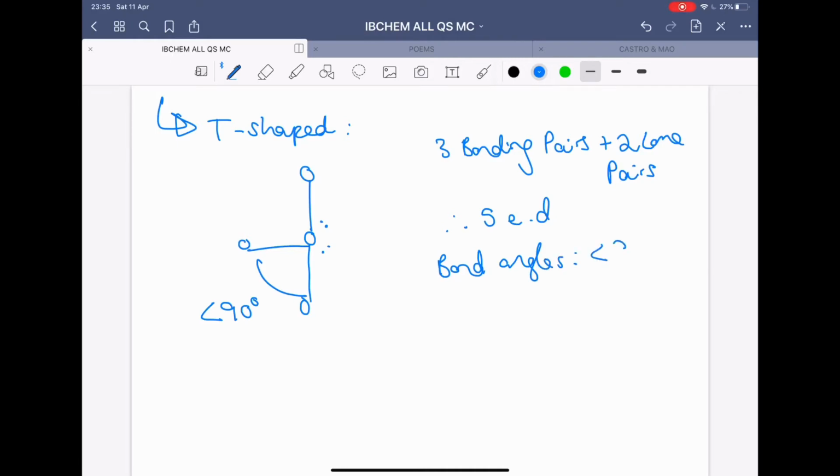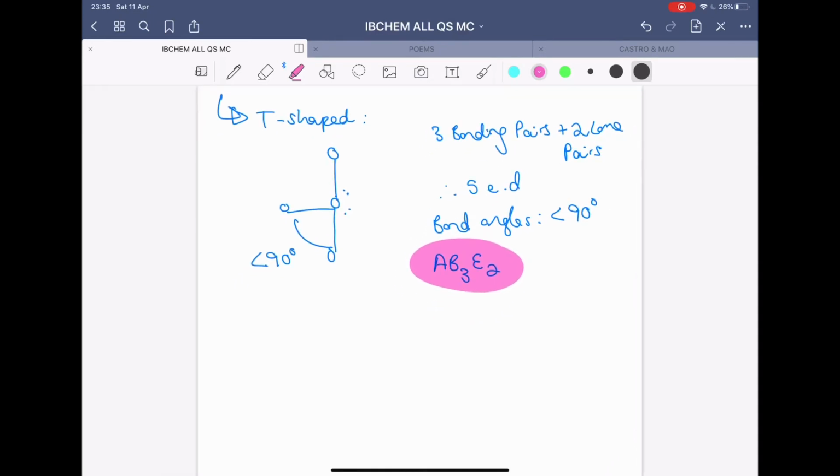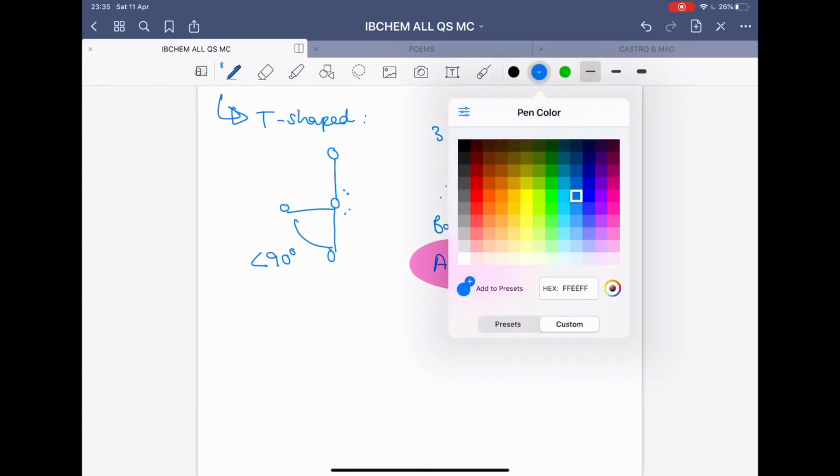Now this is what the textbook says. I'm going to explain this later, but I'm not sure if the 2 lone pairs create that 180 degrees. I'm not sure if they actually cancel out to create a straight line. The IB textbook literally just says less than 180 degrees, so I'm going to say follow that for the bond angles. And the overall structure is AB3E2.